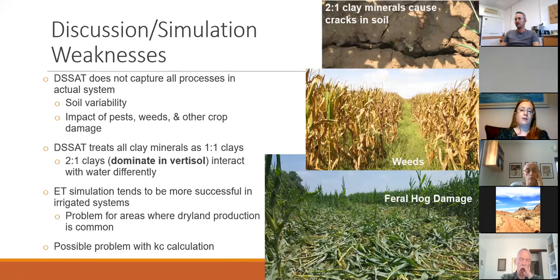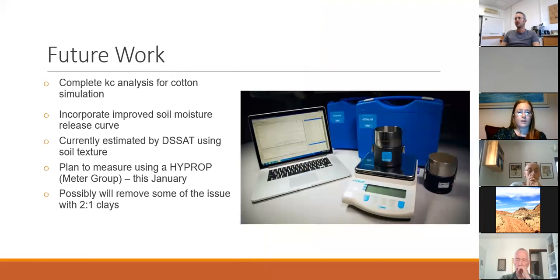That might be partly responsible for some of the differences between what's observed and what's simulated. So some of our ideas for how to improve this: first, we're going to do the same exact stuff with cotton and complete the KC analysis. That's not really an improvement, but that's something that we're still working on. Part of why I presented just corn to you is that we're still doing some data calculations with cotton.